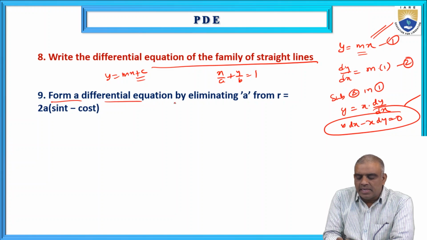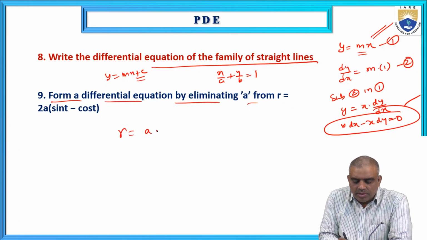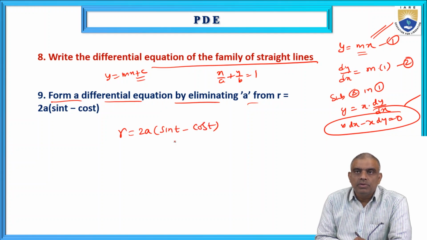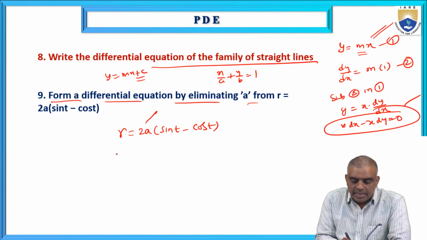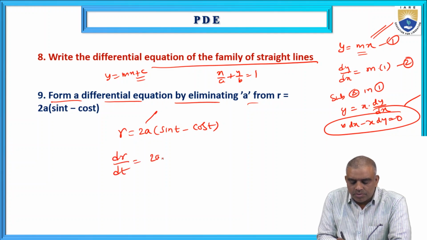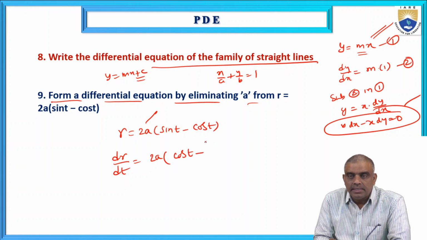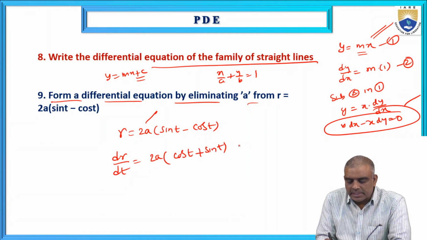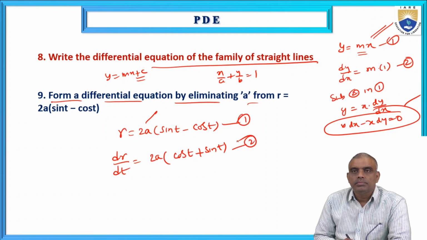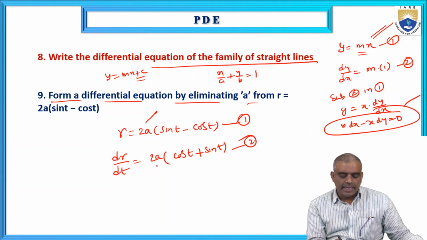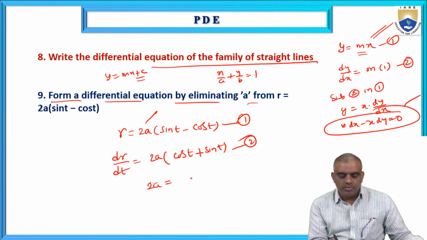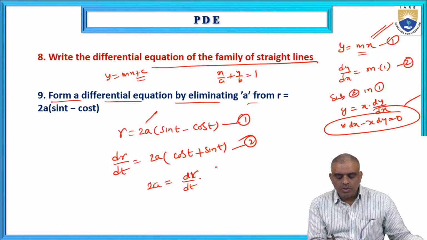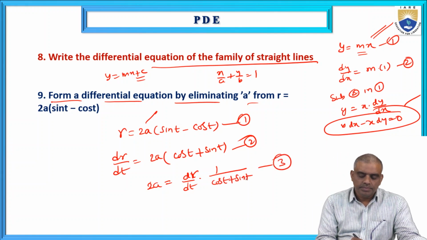Similarly, here also form a differential equation by eliminating a. r is equal to 2a into sin t minus cos t, equation 1. So you have to eliminate 2a or a, that can be done by differentiating. dr by dt is equal to 2a into sin t derivative cos t and cos t derivative minus sin t, that is plus sin t, equation number 2. Now I can write 2a is equal to dr by dt into 1 by cos t plus sin t, equation number 3.